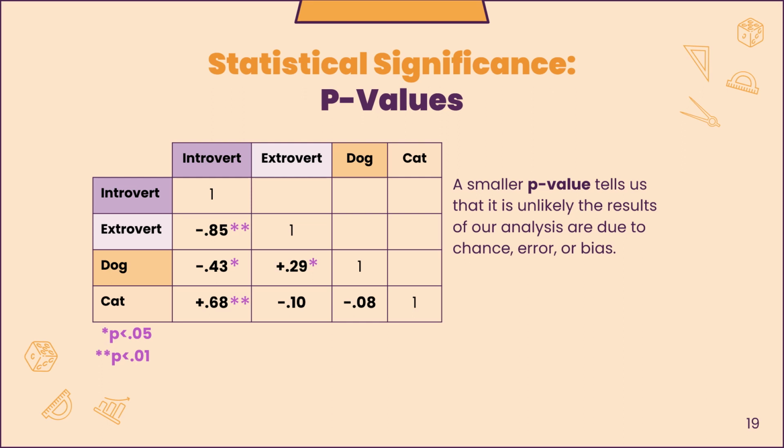So here we can see that it is unlikely that it's due to chance that extroverts are owning dogs here. But I would still want to learn more about this because it is still just maybe a moderately strong relationship here, depending on our sample size and all of that. So as a researcher, I would still be interested in learning more about the relationship between those two variables.